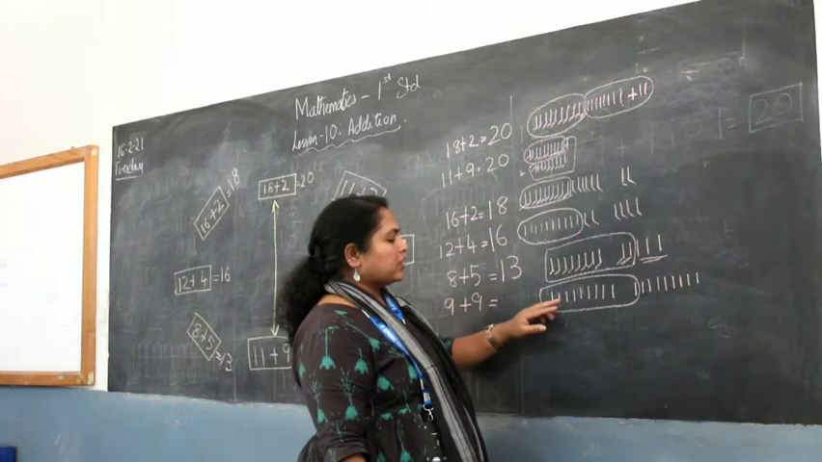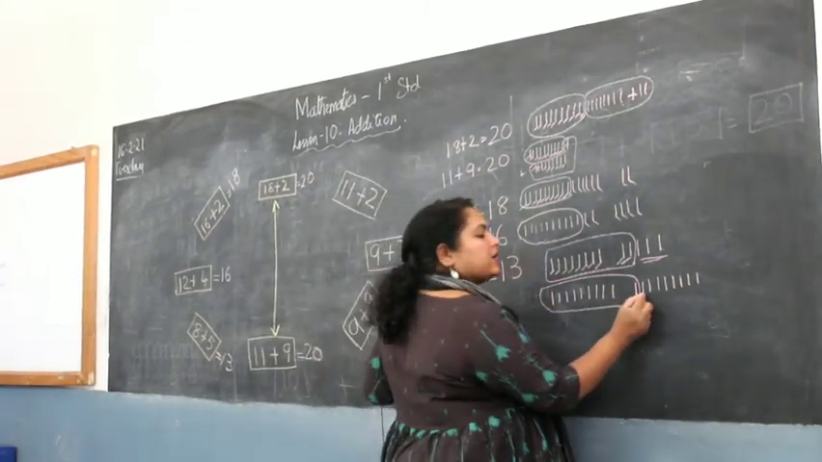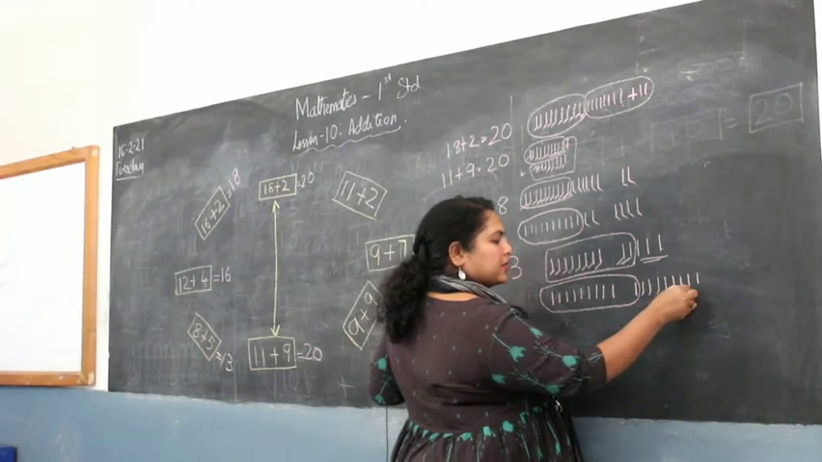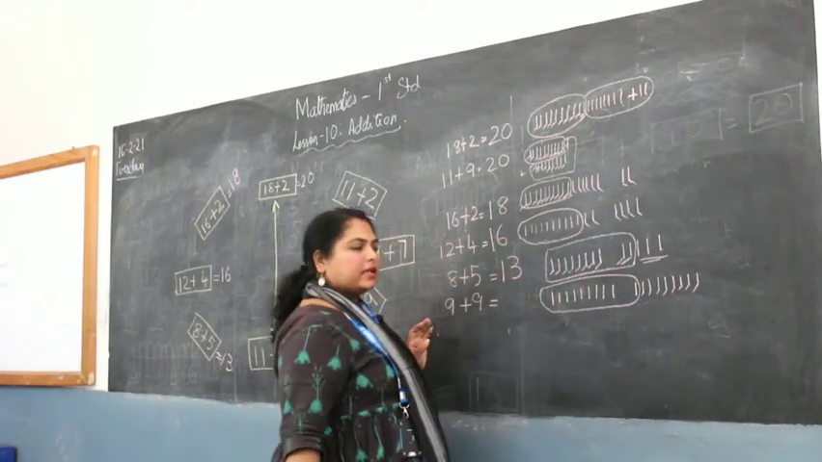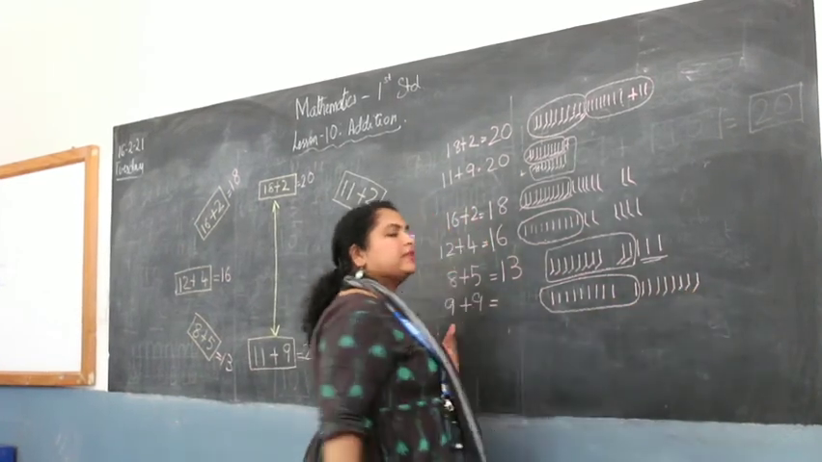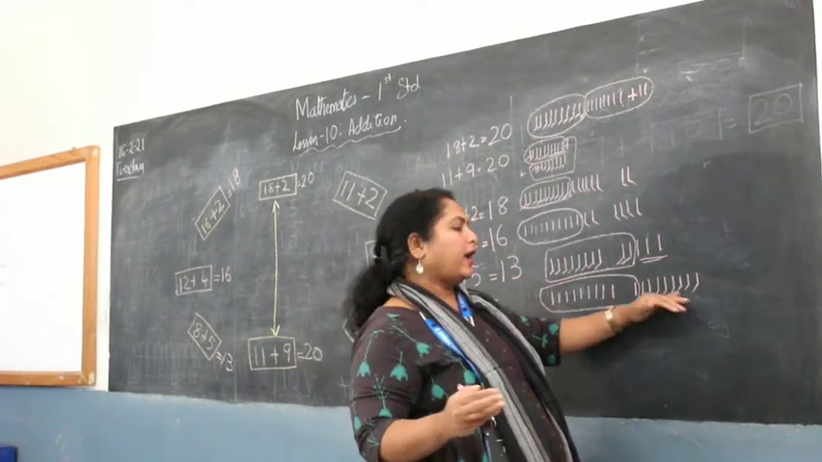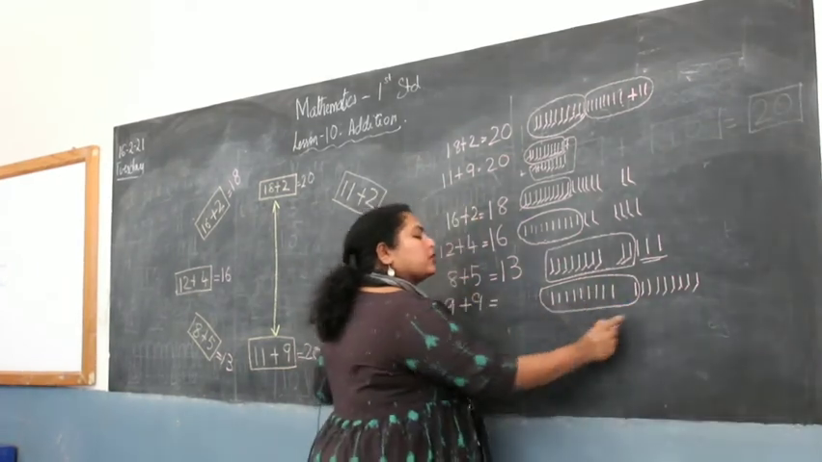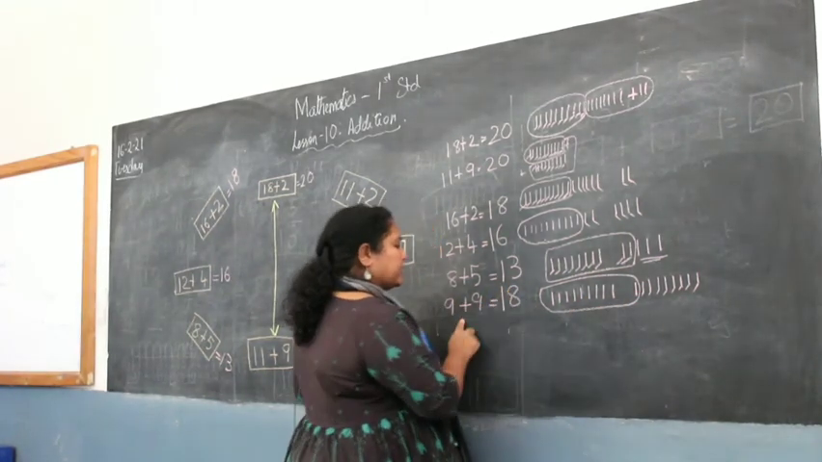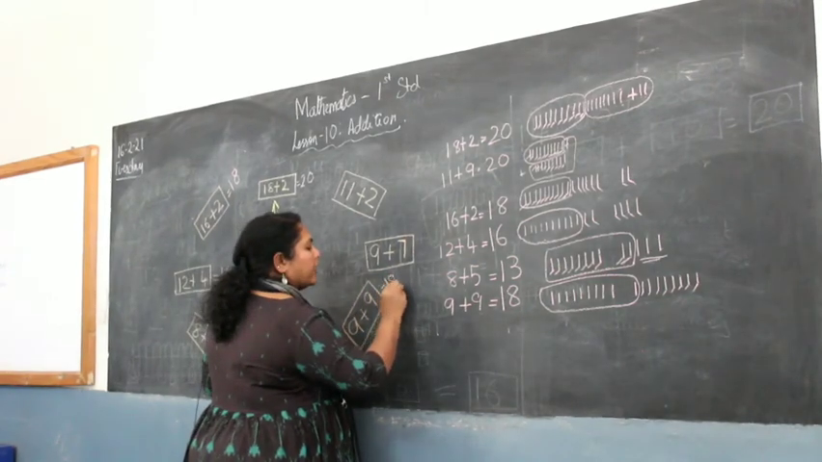Okay. So 9, 10. One 10 and let's see how many more sticks are left. 1, 2, 3, 4, 5, 6, 7, 8. 8 sticks are left. So those are units. They are less than 10. Once you cross 10 then it becomes one 10. But they are less than 10, so it is still 8 units. So this is one group of 10. So one 10, 8 units is 18. So 9 plus 9 is equal to 18.